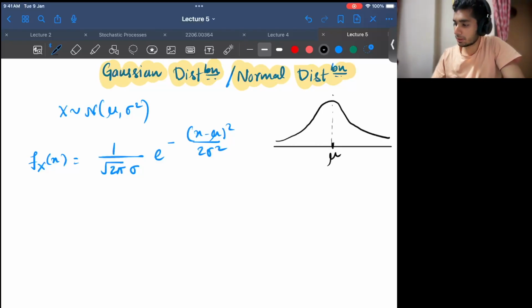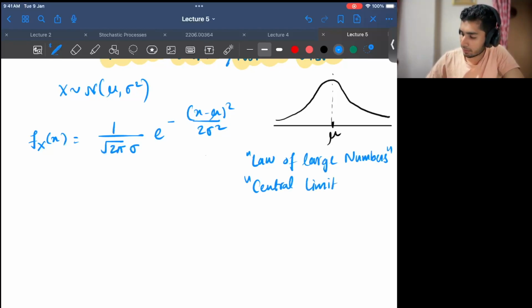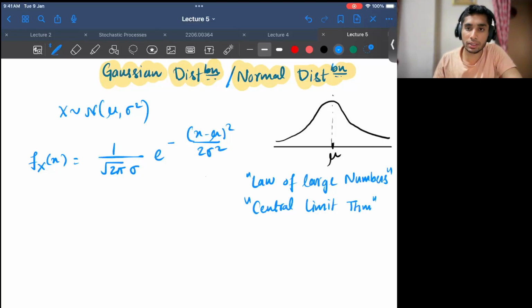Why is it so famous? Because it is seen in nature that a lot of things are distributed normally. If you know something called the law of large numbers, and the central limit theorem, these two theorems talk about why the Gaussian or normal distribution is so important. A lot of things in nature, in real life, are distributed normally, and according to me, the Gaussian distribution is very widely used because of its special properties.